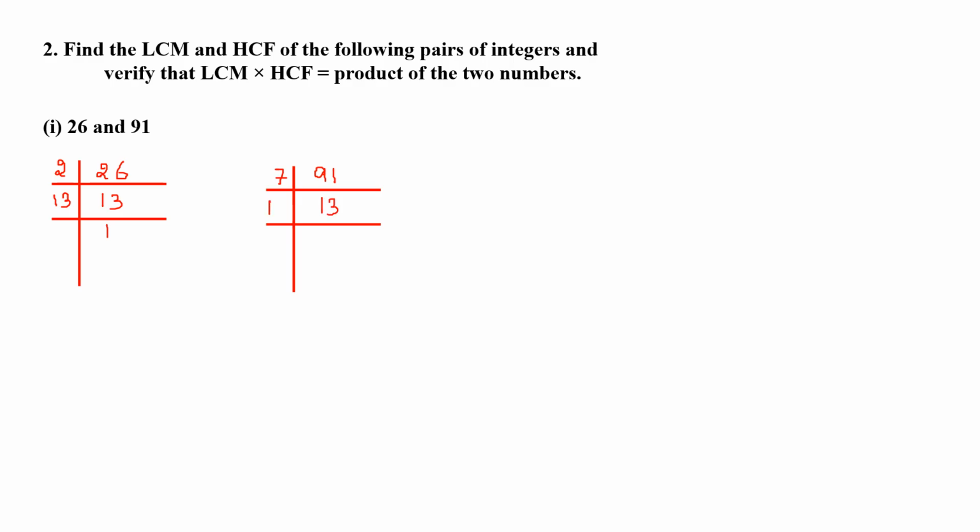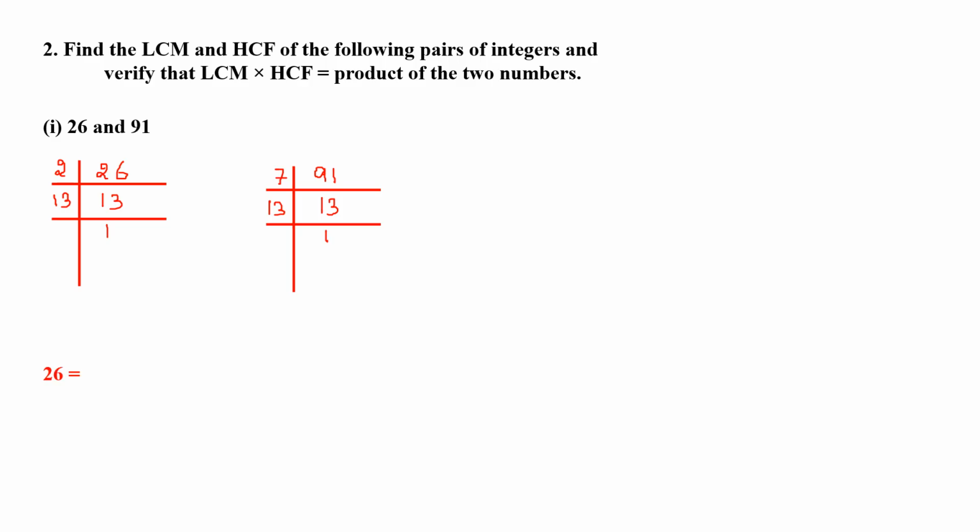So when you do the prime factorization of 26, you can see here that 26 is an even number. So obviously it will come in the table of 2. So 2 times 13, and 13 times 1 is 13. Now next do the prime factorization of 91. So 91 comes in the table of 7. 7 times 13 will give you 91, and 13 times 1 is 13.